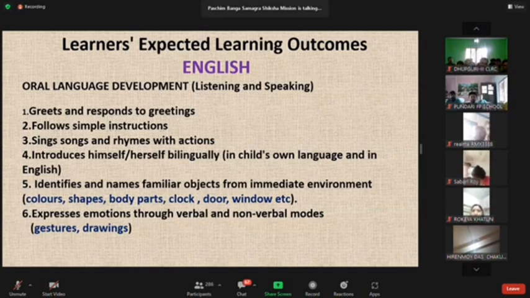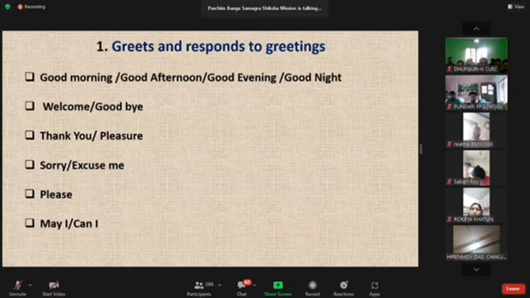Now, the first learning outcome. The first learning outcome is to greet and respond to greetings. If we are able to inform them about these greetings, not only about the school timing, but also throughout the day, then they can practice them at home, or when they are with their friends or in their surroundings.